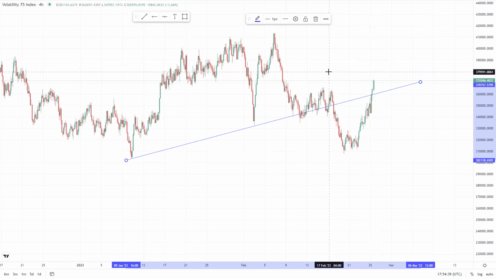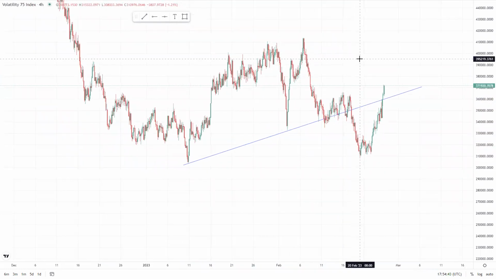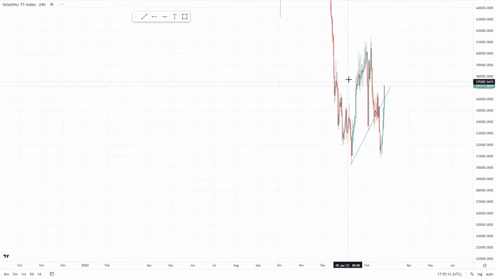So to understand what is happening here, we must start on a higher time frame, such as daily time frame. Why daily time frame? Daily time frame helps us to understand the position of the market, where the market is coming from, where the market currently is, and where the market is going. These three are very much important. So let's go on a 24-hour time frame so that we can see what is happening.